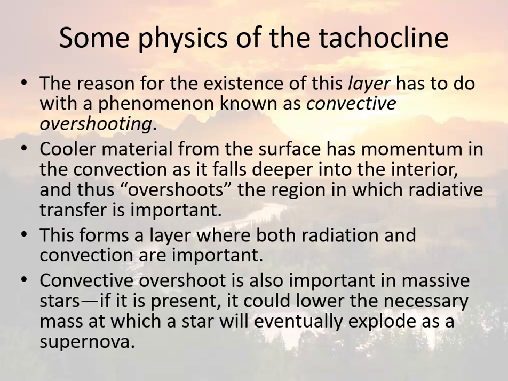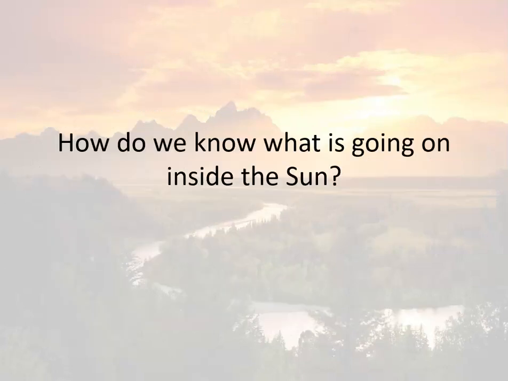We're going to come back to convective overshooting later on because this actually is important, particularly early on in the universe, controlling which types of stars can eventually explode as supernovae. It turns out that because of convective overshooting in stars as they evolve, it could end up lowering the mass necessary for a star to undergo a core collapse supernova explosion.